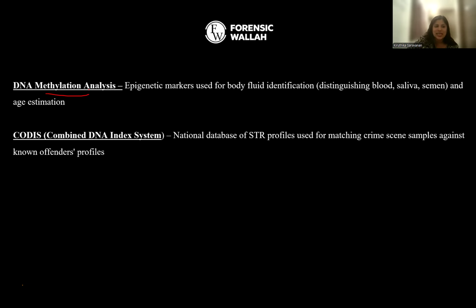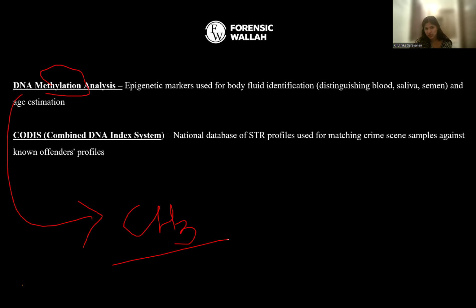Then we have DNA methylation analysis. To your DNA sequence, a methyl group, that is a CH3 group, is attached. There are certain epigenetic markers for each body fluid obtained from a crime scene. Different molecular markers are available to identify the age of the biological evidence, whether it is old or new, and to distinguish between blood, saliva, urine, semen, feces, and so on. The technique is DNA methylation analysis.